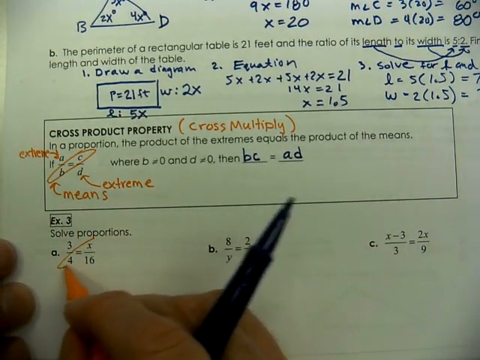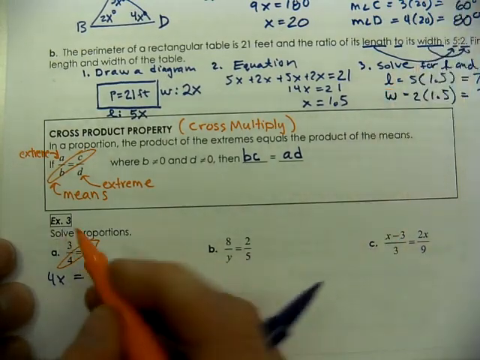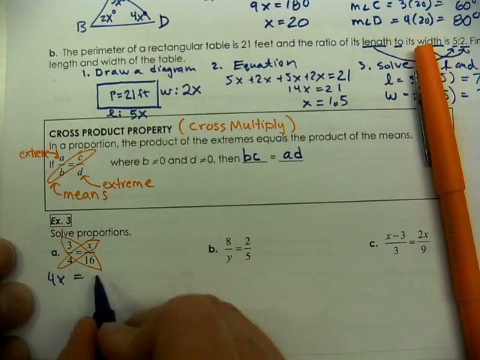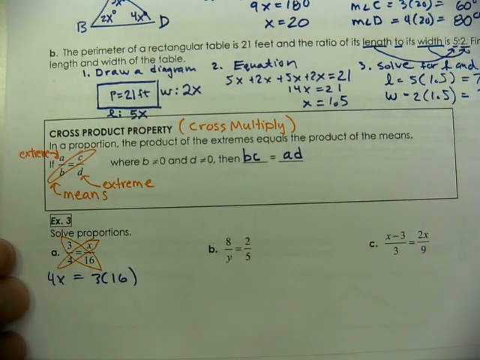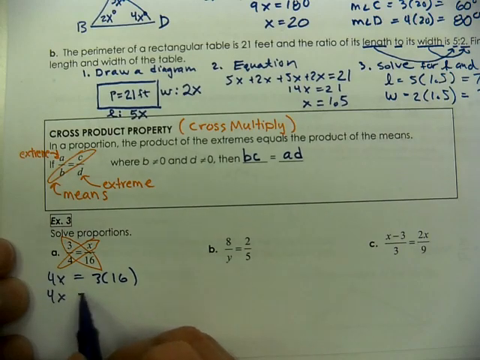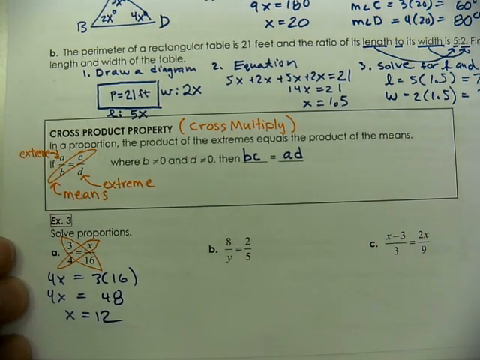All right, so here we're going to multiply 4 times x. Set that equal to 3 times 16. And look at that, you don't have any fractions anymore. So let's see, 3 times 16 gives us 48. And divide both sides by 4 to isolate the variable, and we get a result of 12.